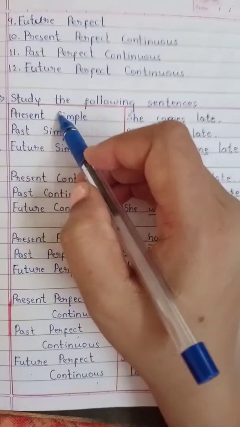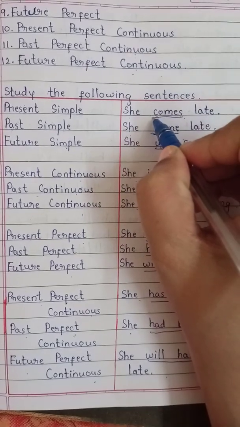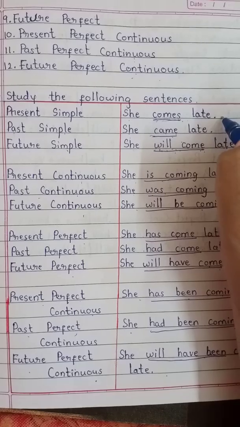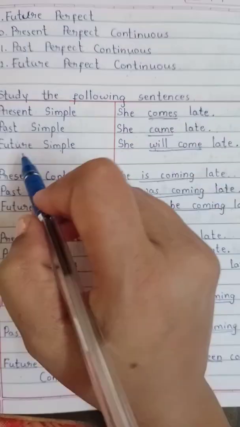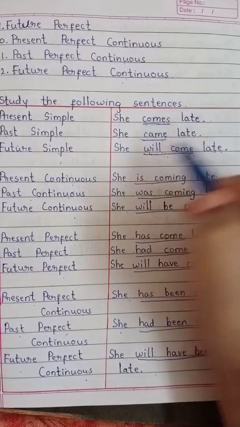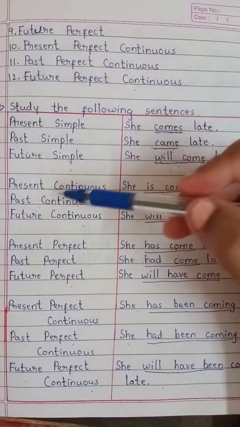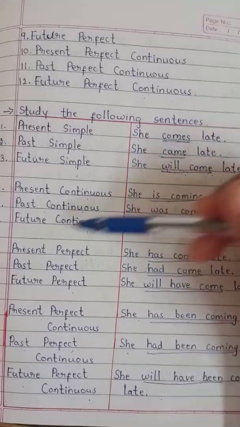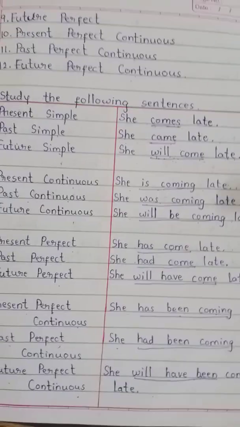In the present simple, the verb comes. She comes late. Here, which is the verb? Come is the verb. So, present simple, she comes late. Past simple, she came late. Future simple, she will come late. In present continuous, she is coming late. In past continuous, she was coming late. In future continuous, she will be coming late.